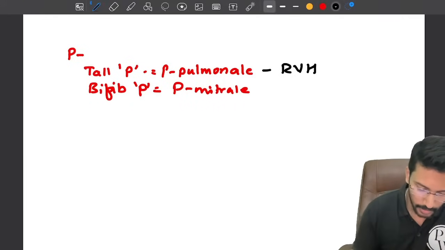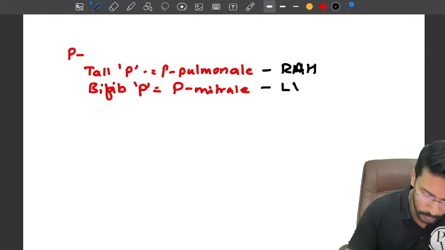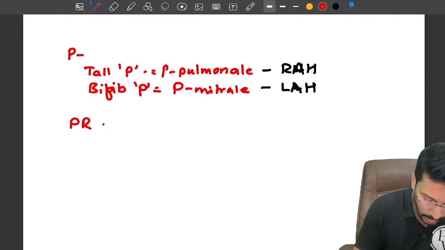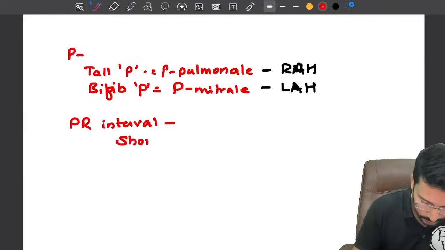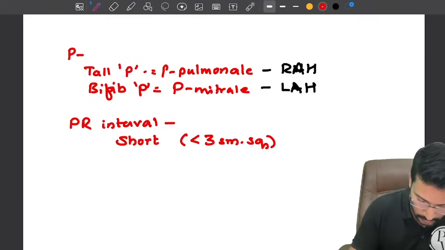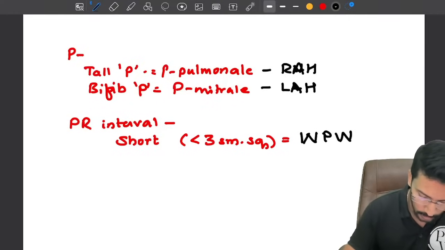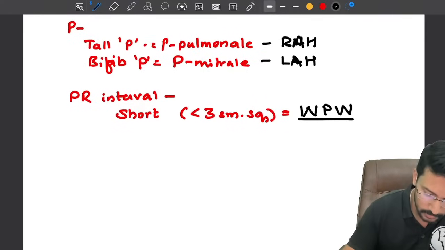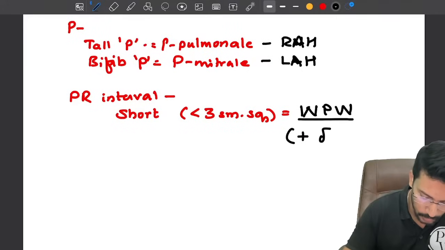Okay. So when I have bifid P waves, we call it P mitral. It indicates left atrial hypertrophy. Okay. Then the PR interval. If the PR interval is short, meaning less than 3 small squares, the first thing that should come to your mind is WPW syndrome, right? Now what additional findings do we see in case of WPW syndrome? We will also have a delta wave and we will also have wide QRS complexes.